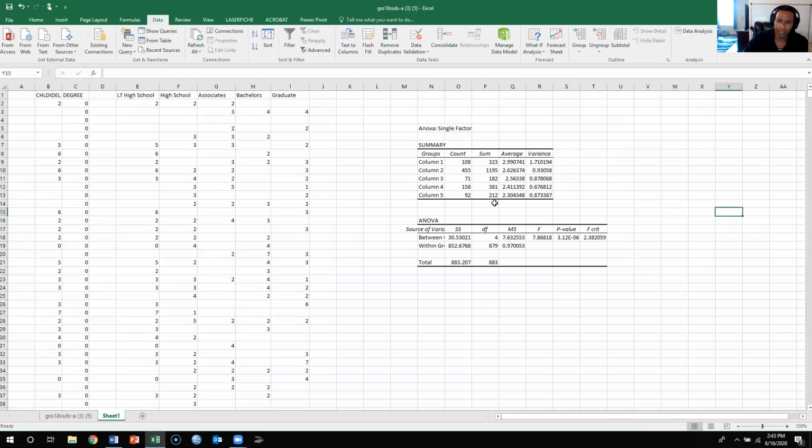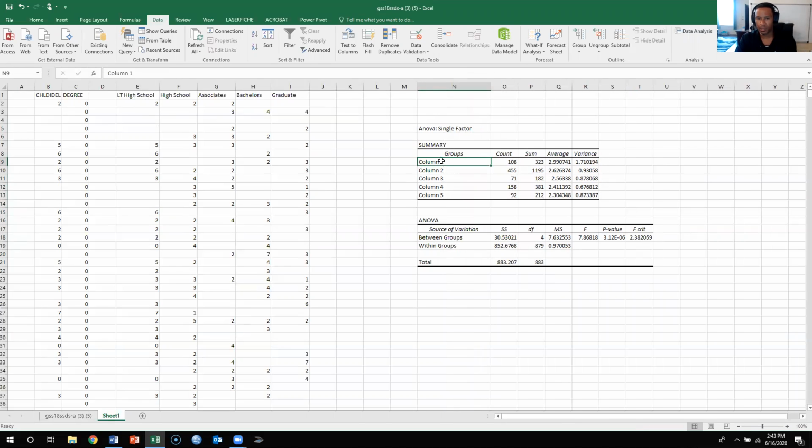So column 1 is less than high school. So I'm just going to expand this a little bit and then put LT high school, associate, and then graduate. Okay, so I have the count, I have the sum, I have the average, which is the mean of all these different groups. The variances are all relatively close.